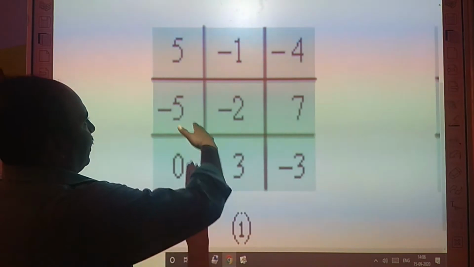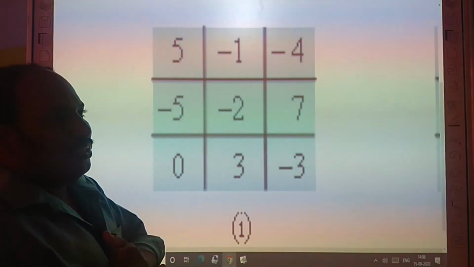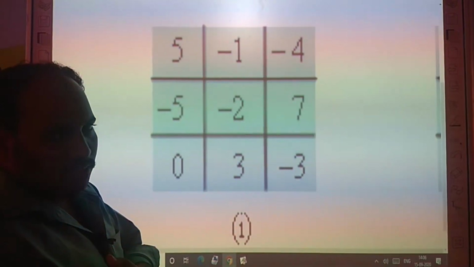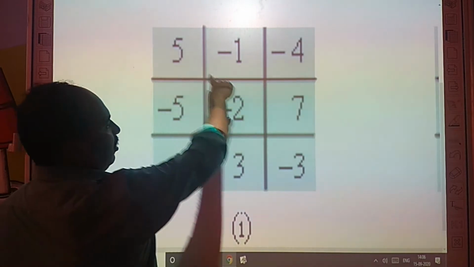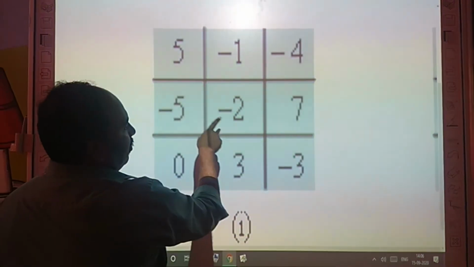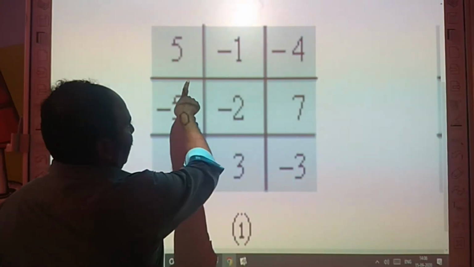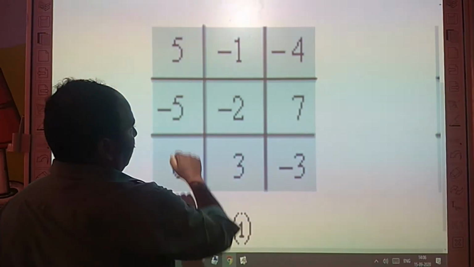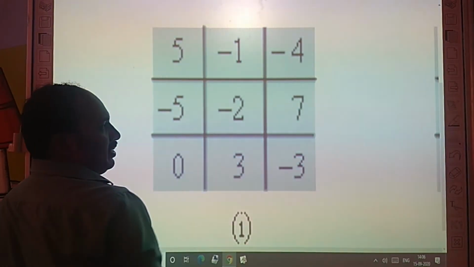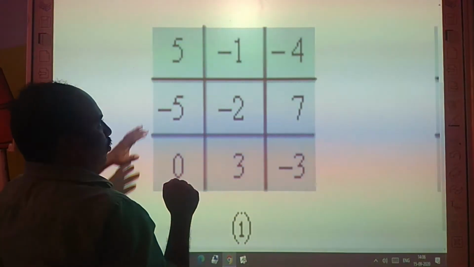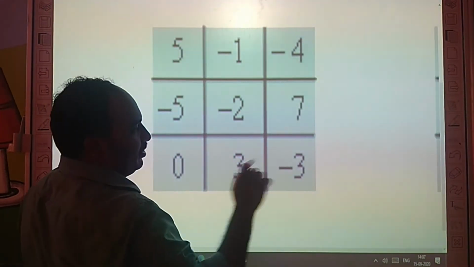Next we take the diagonal. All rows are 0, and all columns are 0. Next we check the diagonal part, the main diagonal: 5, minus 2, minus 3. Minus 2 plus minus 3 is equal to minus 5. So we add plus 5 minus 5 is equal to 0.